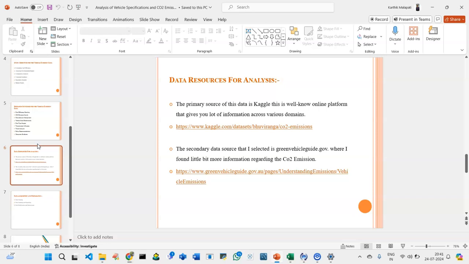Where I chose my data is Kaggle. My primary data source is Kaggle, a well-known online platform where you can find many data sets with a lot of information in every domain. My secondary data source, which I selected for reference, is greenvehicleguide.gov, where I found a bit more information on CO2 emissions and the regulations.